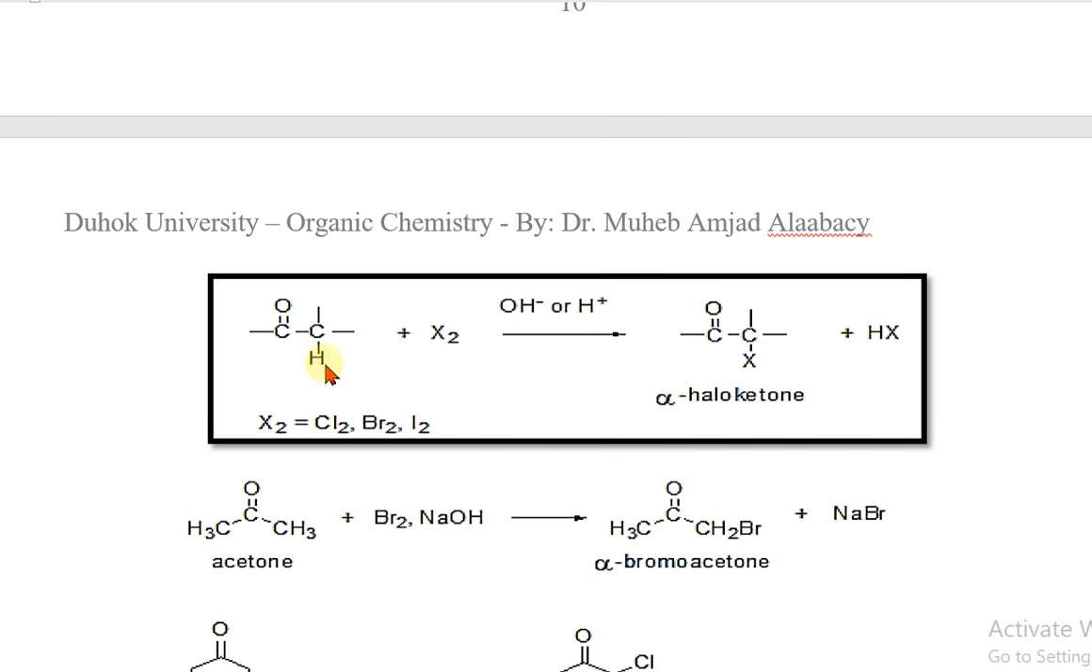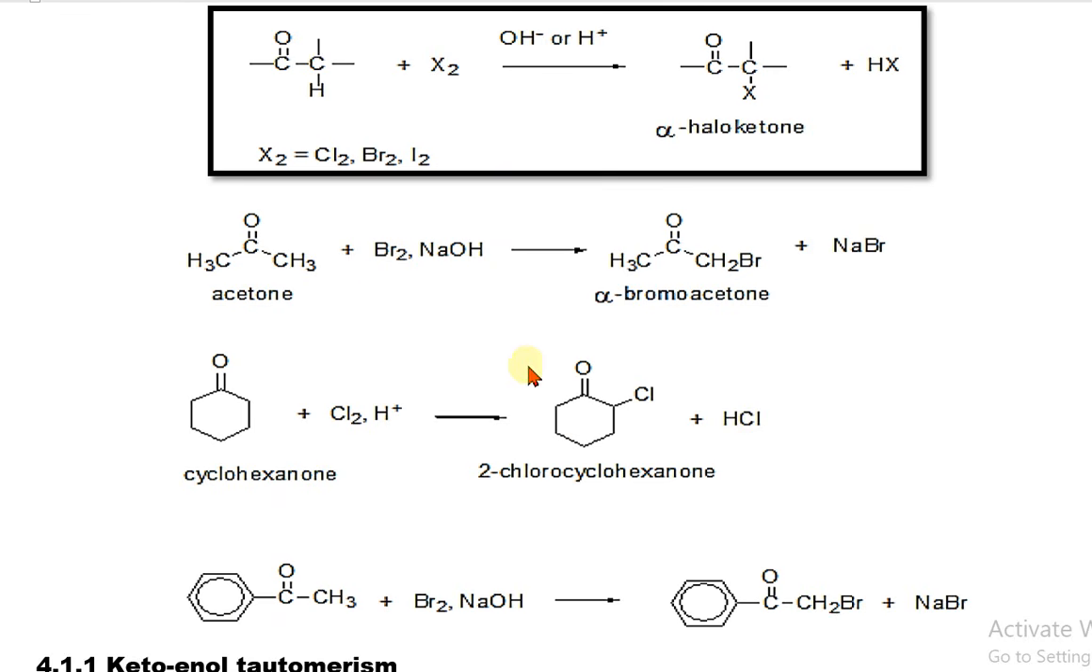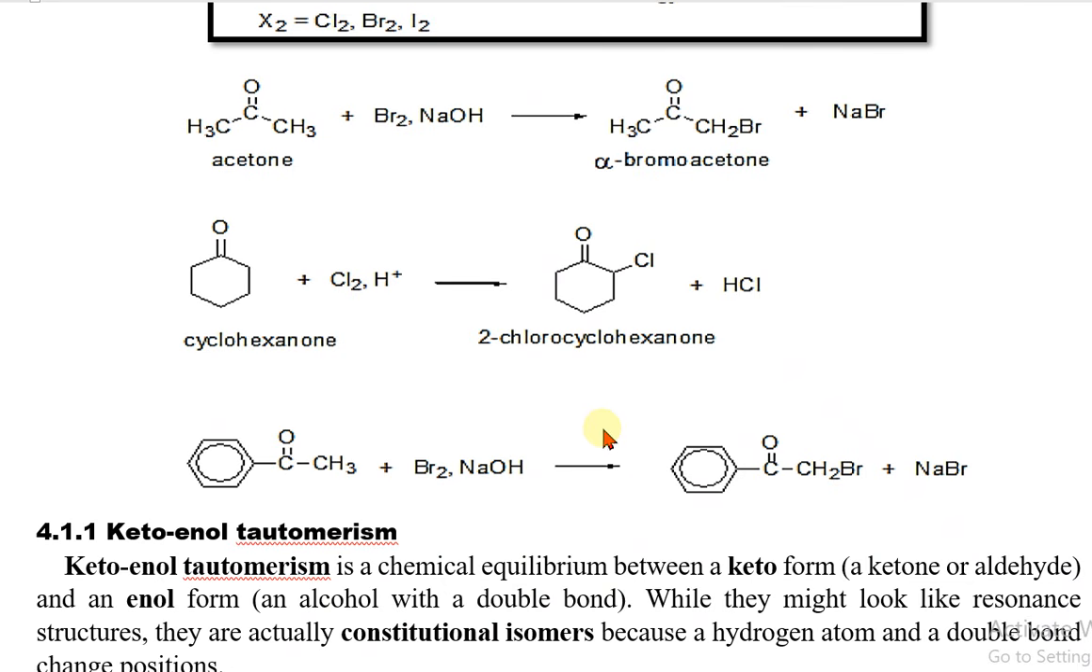This is acidic, so it can be removed. This proton can be removed by base if our reaction is catalyzed by base, and replaced by the halogen. So it will give you an alpha haloketone. The same thing here: acetone with Br2 and NaOH, the alpha proton will be replaced by halogen. The same thing with cyclohexanone, it will be replaced by halogen. The same thing here, the alpha proton will be replaced by the halogen.